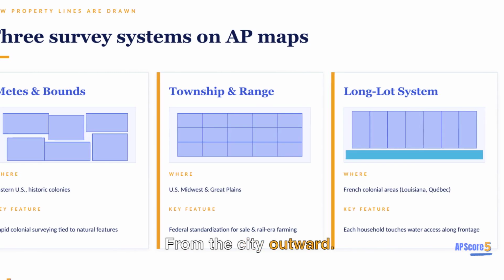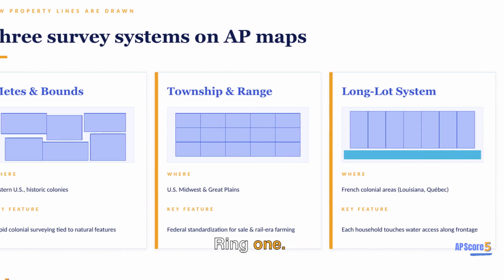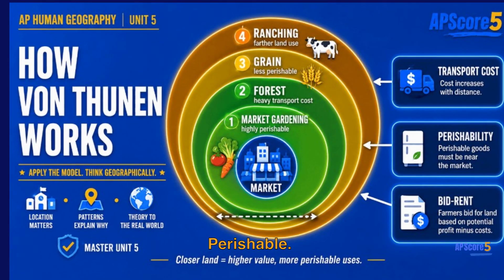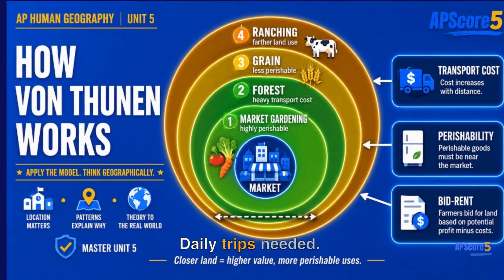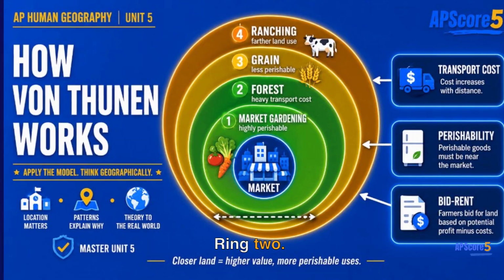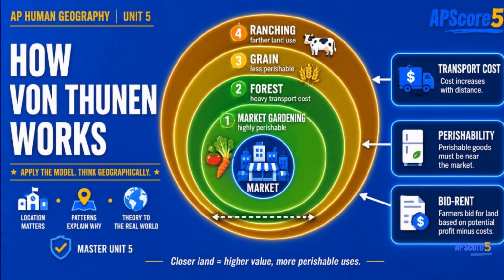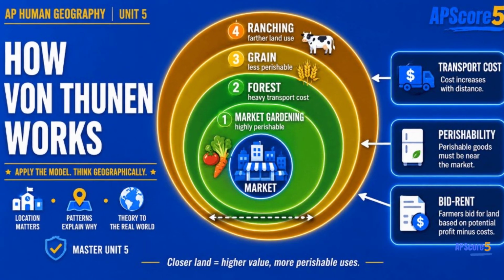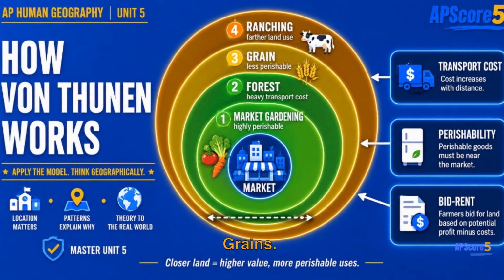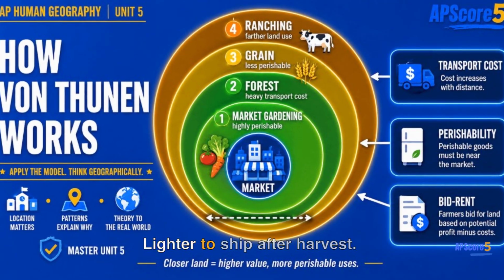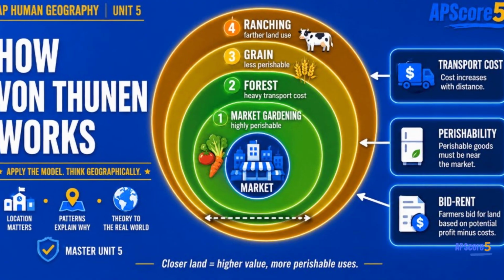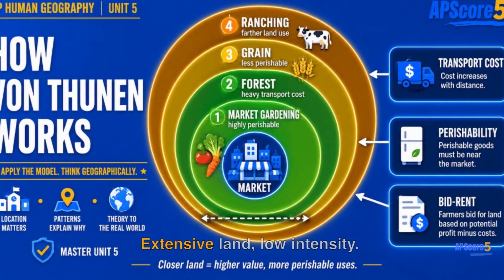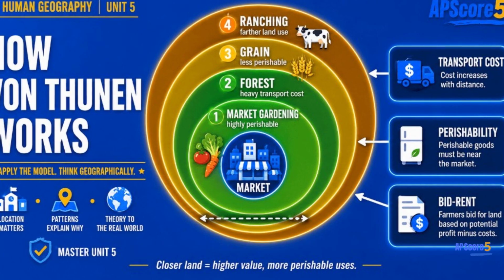From the city outward. Ring 1. Dairy and market gardening. Perishable. Daily trips needed. Ring 2. Forest. Bulky timber, pre-industrial era. Ring 3. Grains. Lighter to ship after harvest. Ring 4. Ranching. Extensive land, low intensity.